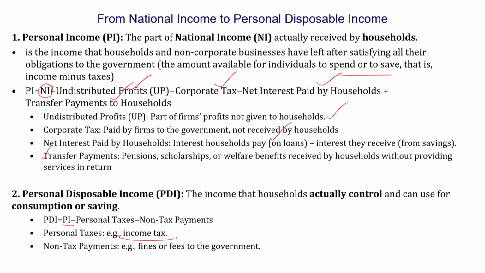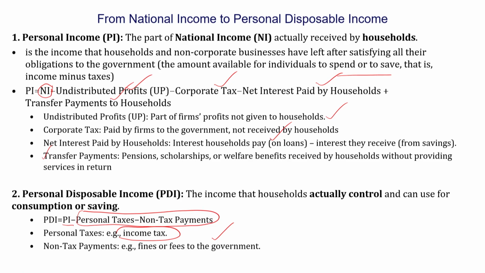Personal tax, mainly income tax, is called direct tax. Mainly direct tax we need to subtract. In addition, we also need to subtract non-tax payments to the government, for example fines or fees to the government. So when you subtract these two components from personal income, what you get is personal disposable income. That is the income households can actually spend.